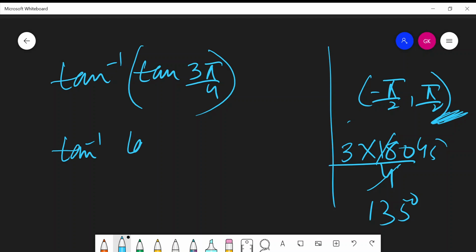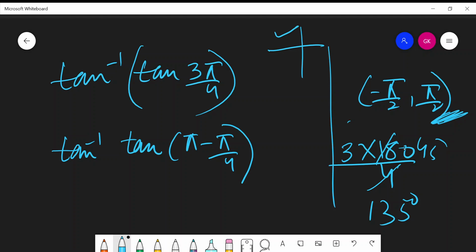Tan inverse, you can write it as tan of pi minus pi by 4. It lies in the second quadrant, so tan is negative. So it will be minus of tan pi by 4.